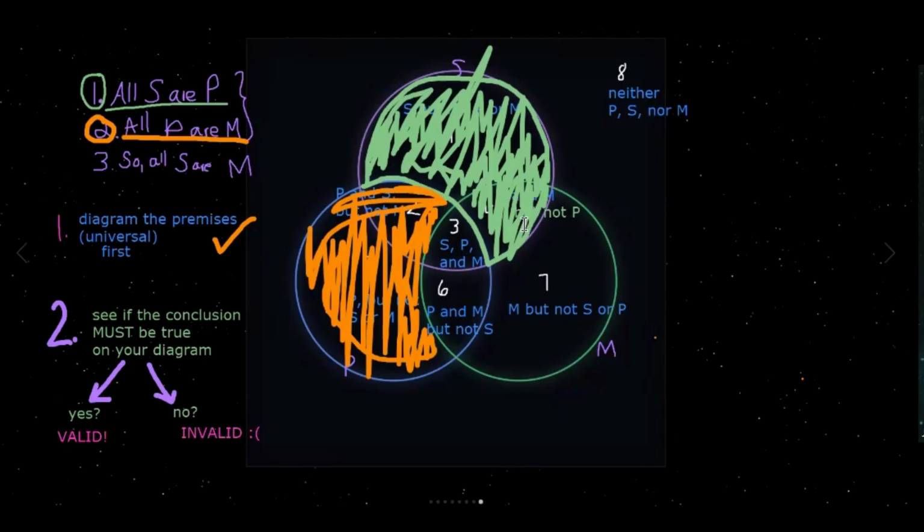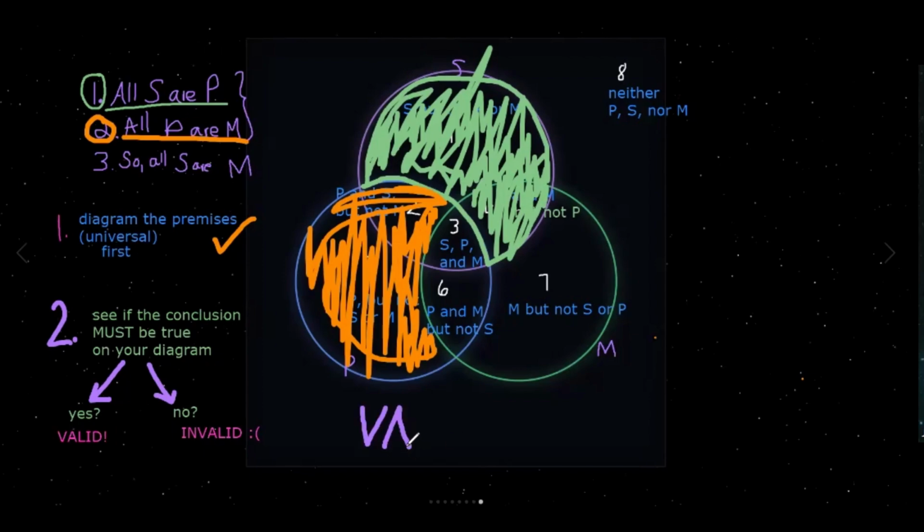Yes, we can, because the only possible way for an S to exist in this world is to exist in region 3. That's the only thing that's not empty in the purple circle. And check it out, region 3 is also within the blue circle, which is M. So that means that this particular argument is valid.